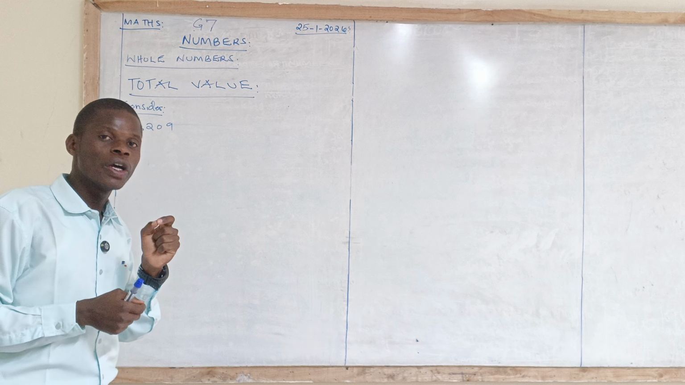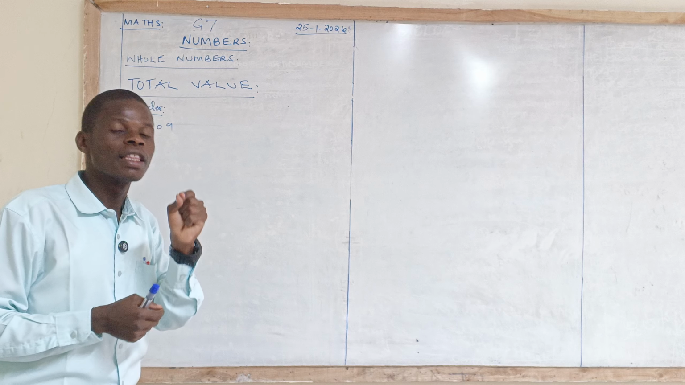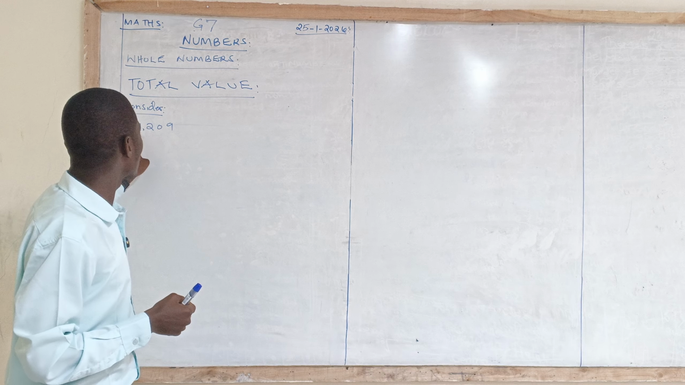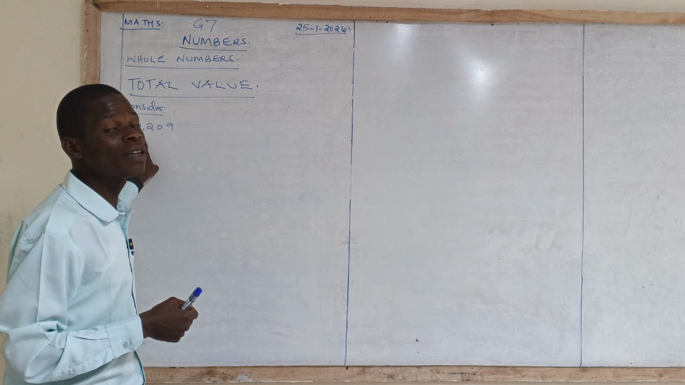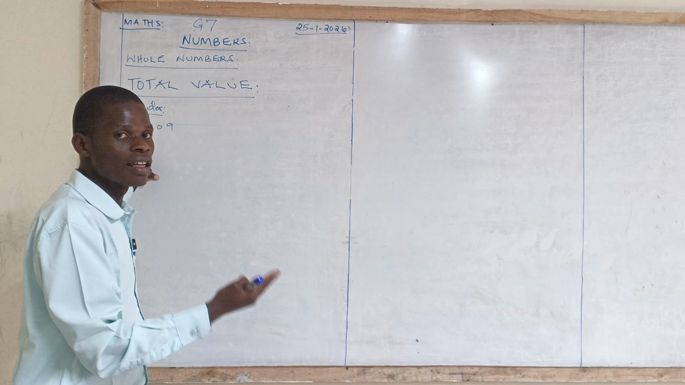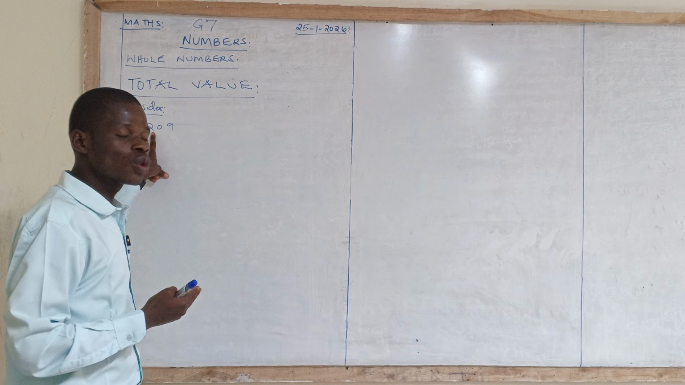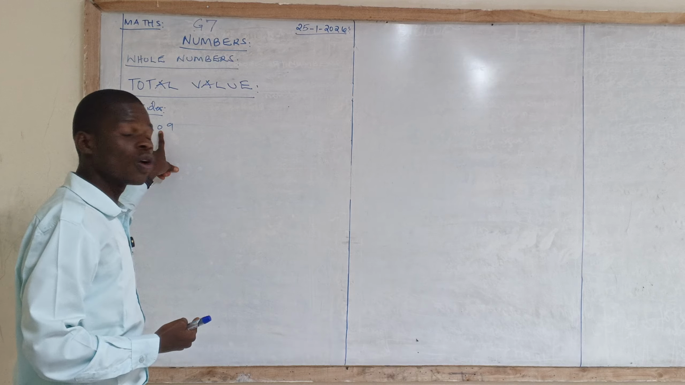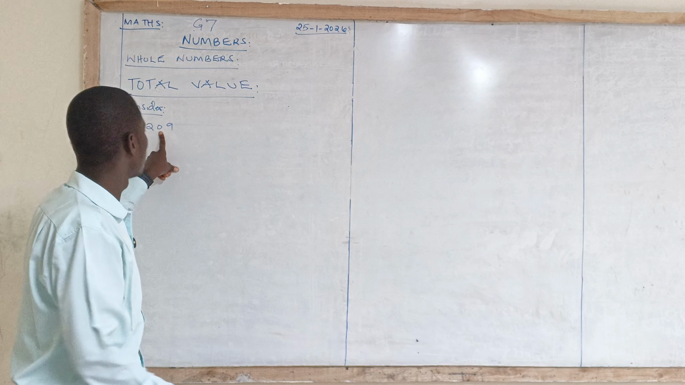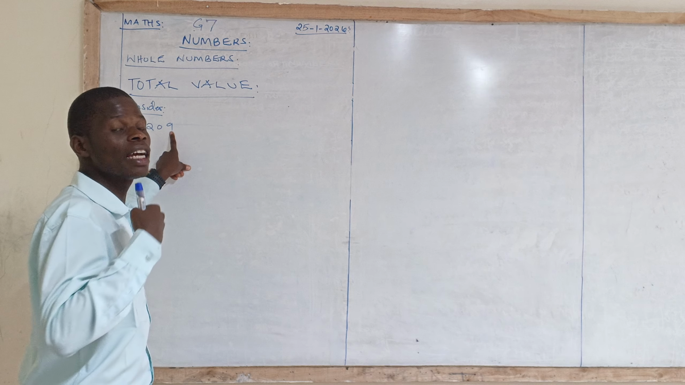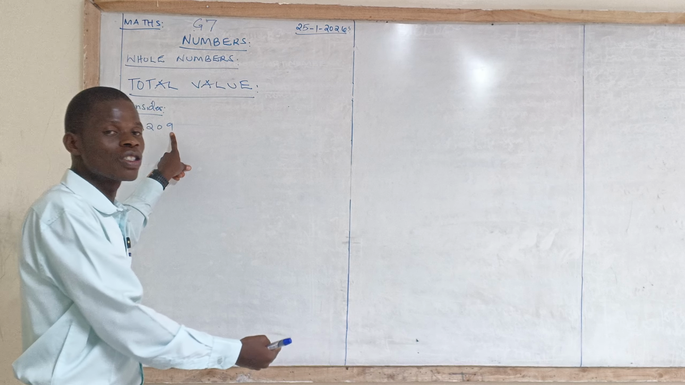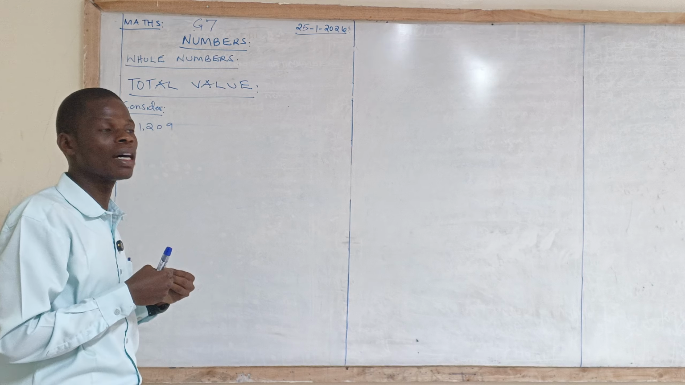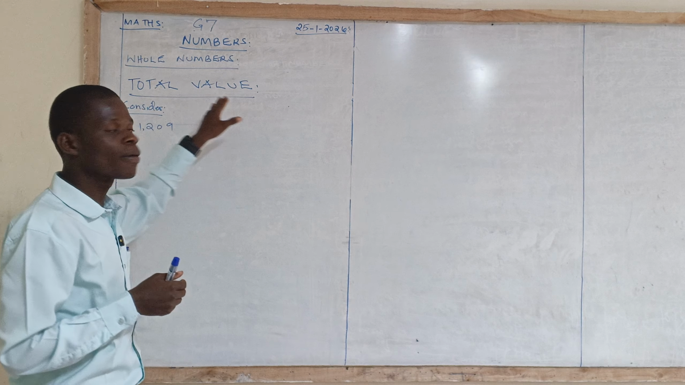So total value is that value that the digit adds to the number. Like digit 1 here is adding a value of 1,000. Yeah? 1,000. This digit 2 is adding a value of 200. Then digit 0 is adding a value of 0. Then digit 9 is adding a value of 9. So the value the digit adds or brings to the number is referred to as the total value.